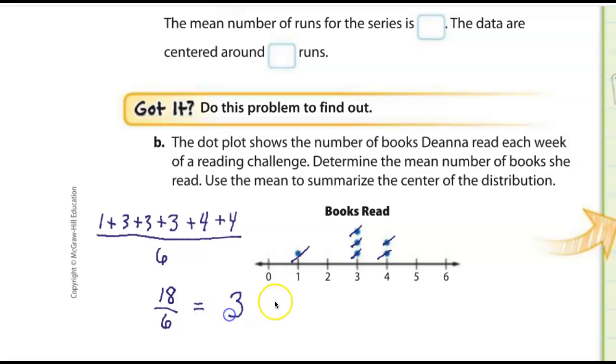That's correct. The answer is 3. So once again, we would summarize the center of distribution by saying 3 describes the center of distribution of this set of data.